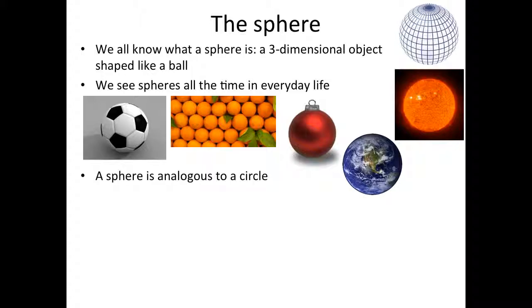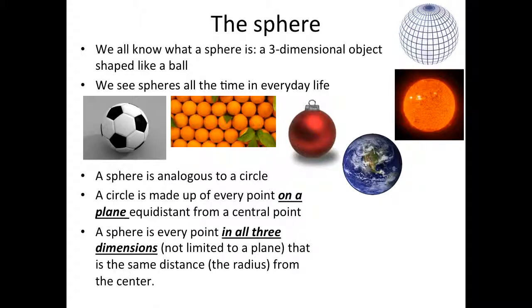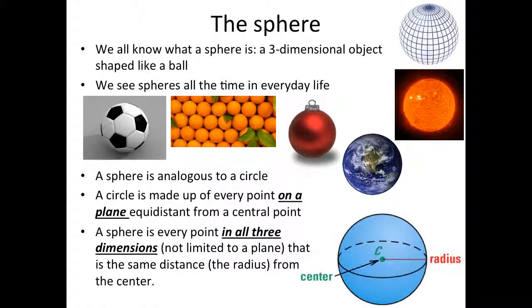And a sphere is analogous to a circle. A circle is made up of every point on a plane that's equidistant from a central point. And a sphere is made up of every point in all three dimensions that is the same distance from a center point. So for example, there's a picture of a sphere, and you can see that I have a center, and there's only one radius there, but if I were to do every single radius, every single possible distance from that center point, all the points one radius away would give me a sphere.